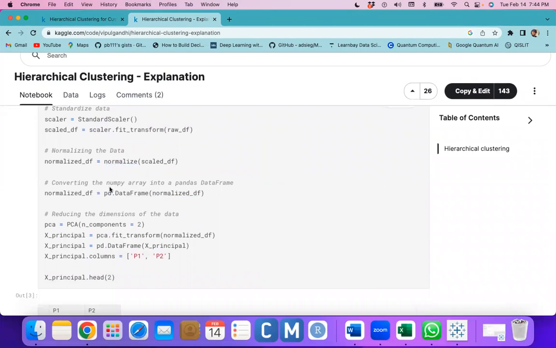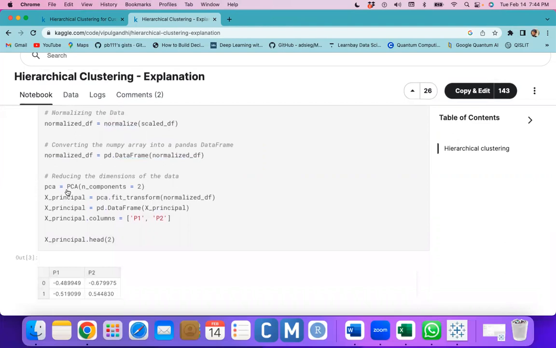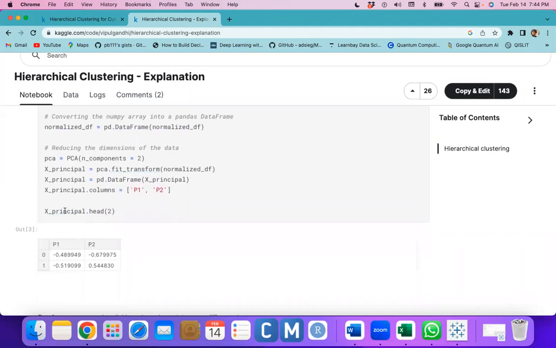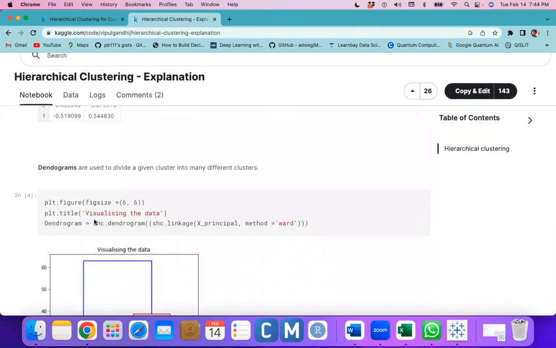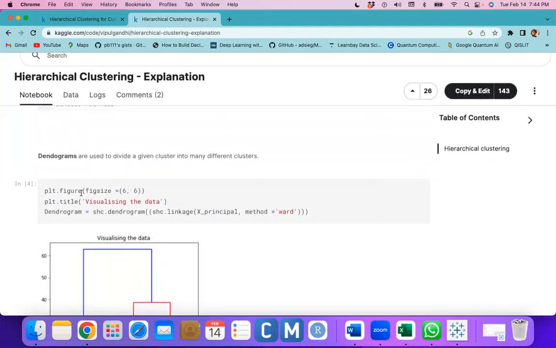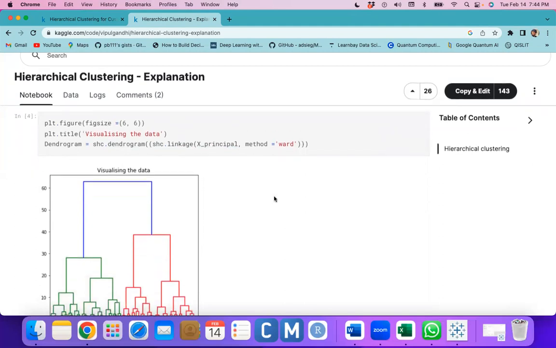Then you're converting the numpy array to pandas format. Once it is in pandas format, with the help of PCA we can reduce the dimensions of your data set. So this is my entire data set. Now I would like to create the dendrogram. For that we have the dendrogram function, and we are using linkage, taking the X principal data, and the method we are using is Ward.